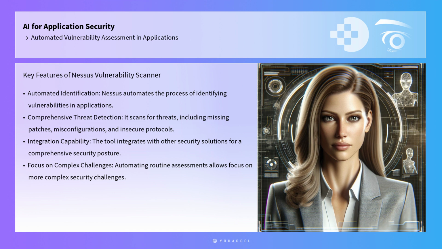One prominent tool in this field is Nessus, a widely used vulnerability scanner that automates the process of identifying vulnerabilities in applications. Nessus scans for a variety of threats, including missing patches, misconfigurations, and insecure protocols. The tool's efficiency is enhanced by its ability to integrate with other security solutions, providing a comprehensive view of an organization's security posture. By employing Nessus, security professionals can automate routine vulnerability assessments, allowing them to focus on more complex security challenges.